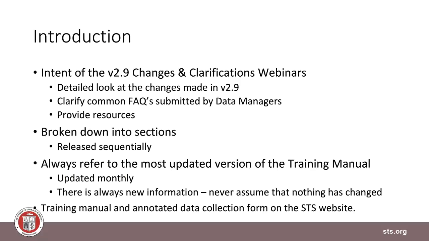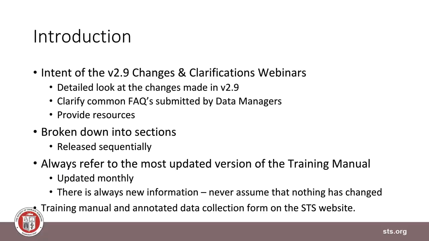The intent of these webinars is to give a more detailed look at some of the major changes made to version 2.9, which started on July 1st, 2017. It is also intended to shed light on common questions submitted by data managers and provide a list of resources that will be helpful in the data abstraction process. The webinars will be published in order of sections, with the first one covering sections A through H, administration through hemodynamics. However, the webinars on the aorta portion will be published separately.